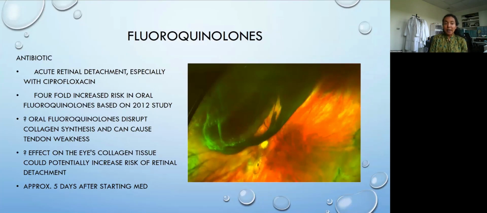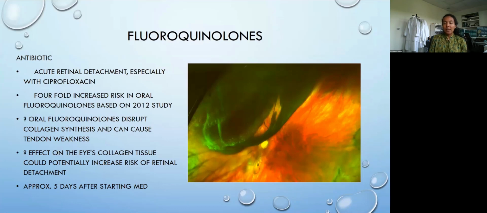Fluoroquinolone is an antibiotic, and it can cause acute retinal detachment, especially with ciprofloxacin. So it results in a fourfold increase in oral fluoroquinolones, and this is based on a 2012 study. And the potential question here was whether oral fluoroquinolones disrupt collagen synthesis and can cause tendon weakness.